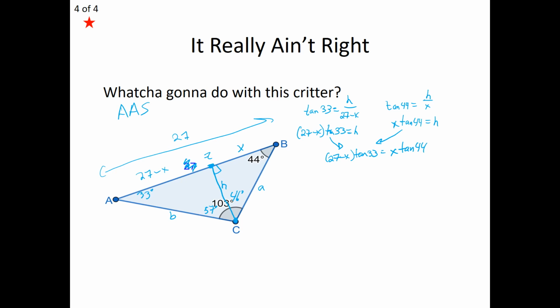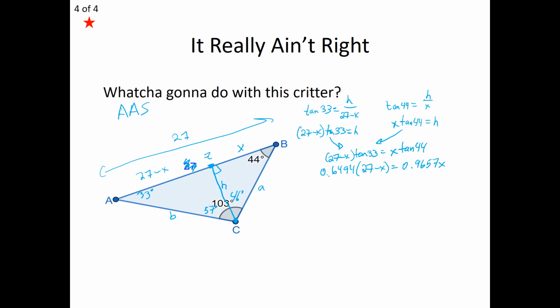First thing I'm going to do is replace our tangent of 33 and tangent of 44 with their respective values of the ratio. And so I've got this. I'm going to bring that number out front of tangent of 33. So the tangent of 33 is 0.6494, and that's being multiplied to this 27 minus x. And this tangent of 44 is 0.9657. Again, I brought that out front, and that's attached to x. This is going to make it a little easier now to solve this.